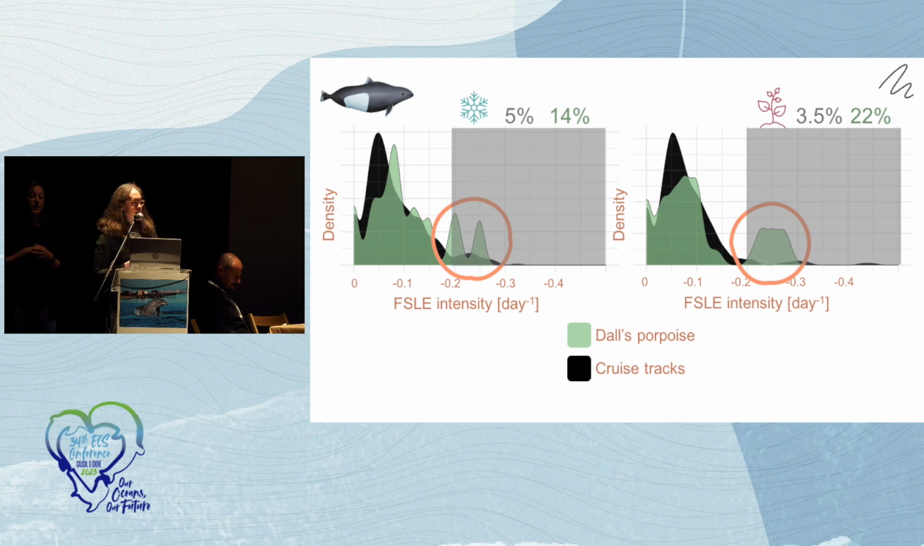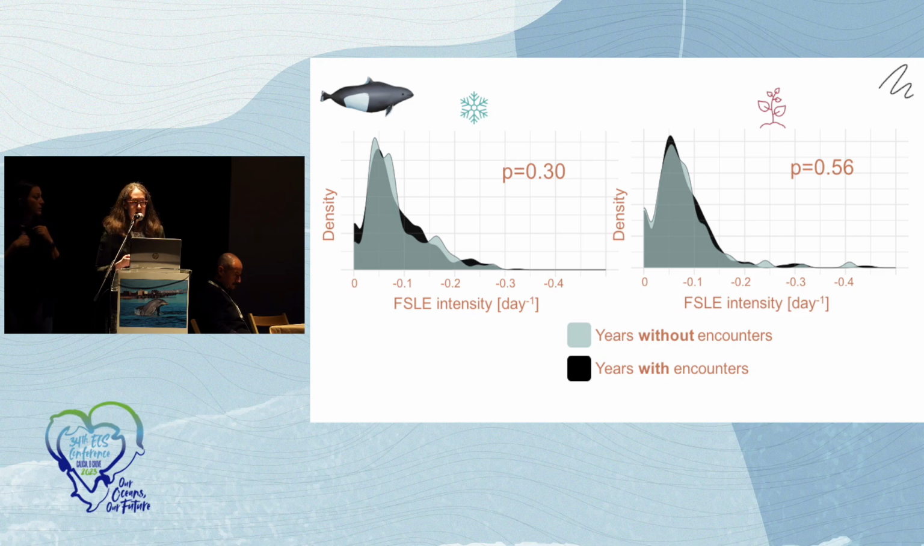That led us to ask, is this potentially why they are not in the Southern California Bight as recently? Maybe there's fewer good, strong FSLE ridges for them to target. So we compared years with encounters, shown here in black, with years without encounters, shown here in gray, and we found there was no statistically significant difference at all between the distributions. They're very similar. So this appears to suggest that although Dall's porpoise appear to target strong convergence zones, as shown by FSLE intensities, it's not a driving factor behind why they are with us or not.